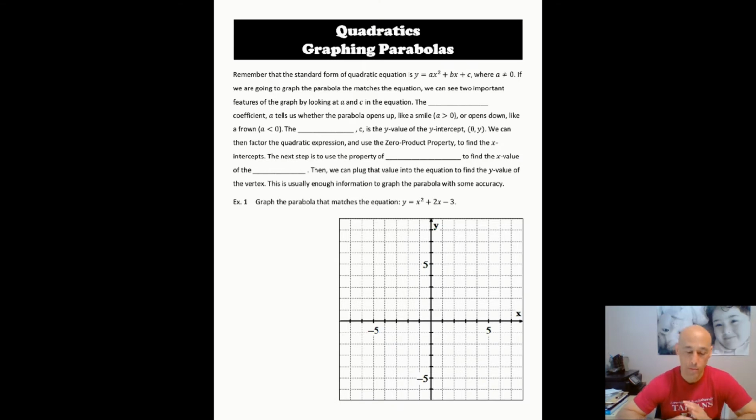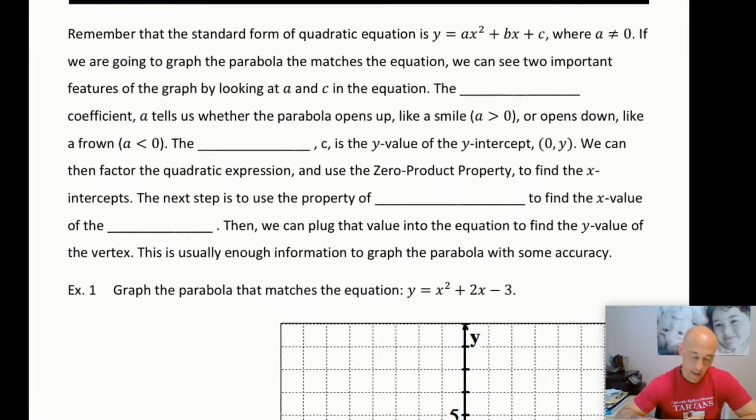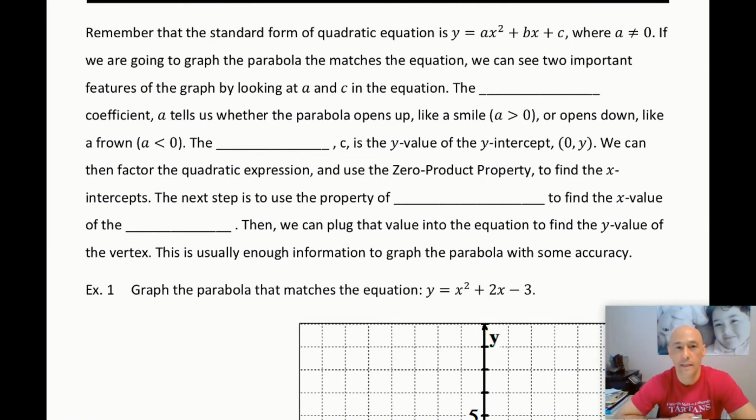Quadratics, graphing parabolas. Remember that the standard form of a quadratic equation is y equals ax squared plus bx plus c, where a does not equal 0. If we're going to graph the parabola that matches the equation, we can see two important features of the graph by looking at a and c in the equation.